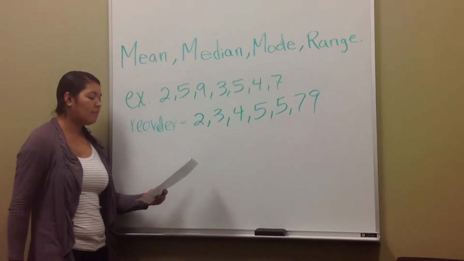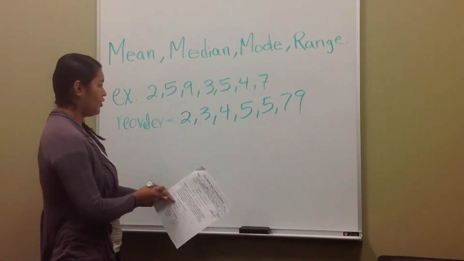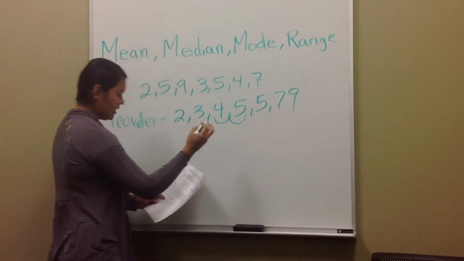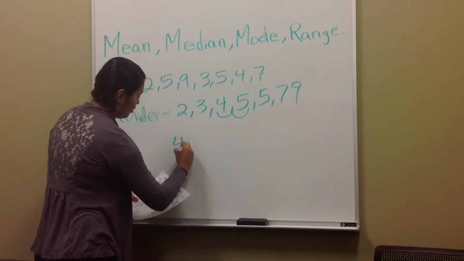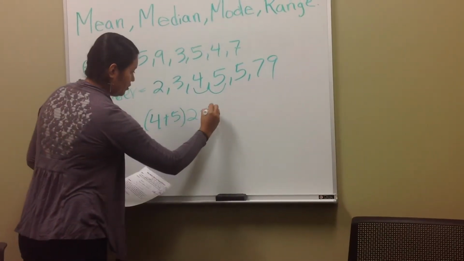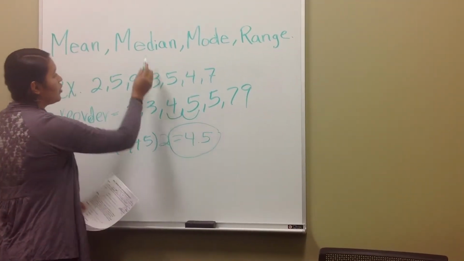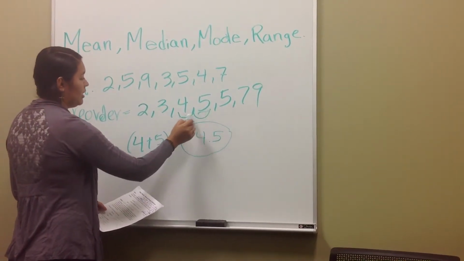To get the median between the even numbers, you have to add the 4 and the 5 and divide it by 2. 4 plus 5 divided by 2 equals 4.5. And in this case, 4.5 is going to be your median because you have 2 numbers in the middle.